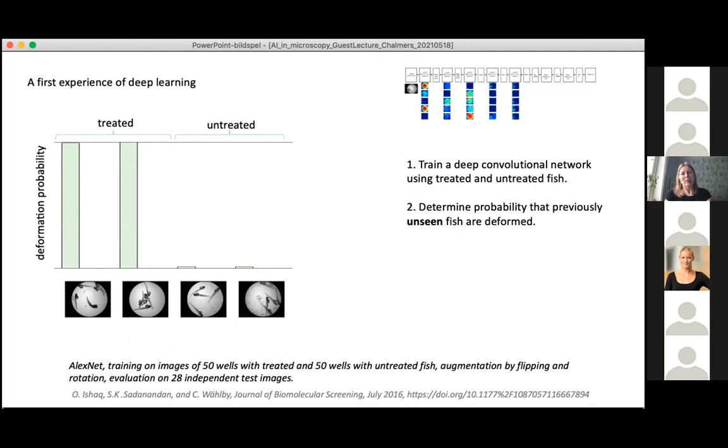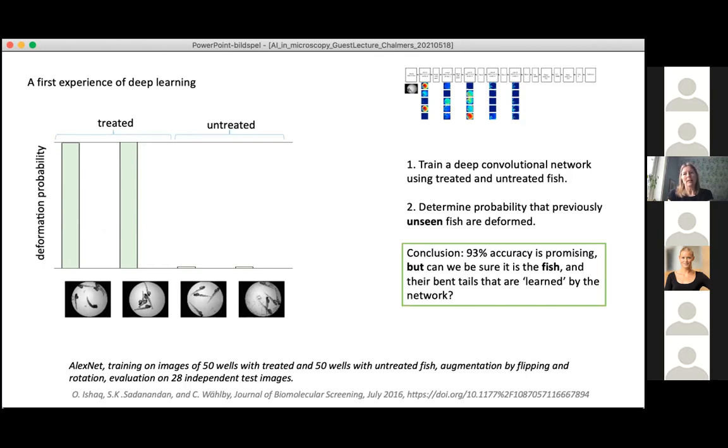And I was still a bit skeptical about this deep learning, wondering, maybe it's not the fish, maybe it's something going on in the image background that decides the deformation probability. How can we know that it's really the fish tail that is saying that we have deformation or not? To really understand that, we got 93% accuracy. But we couldn't be sure that it was the fish and their bent tails that were really learned by the network. So I made the students manually, with Photoshop, go in and delete the fish in the images to see what happens.